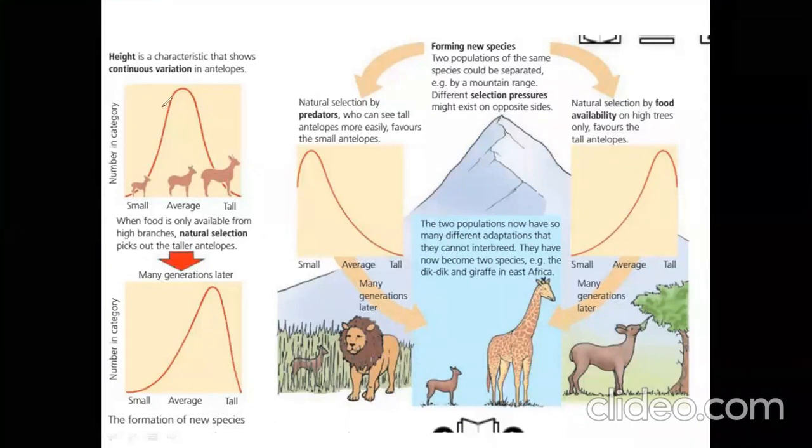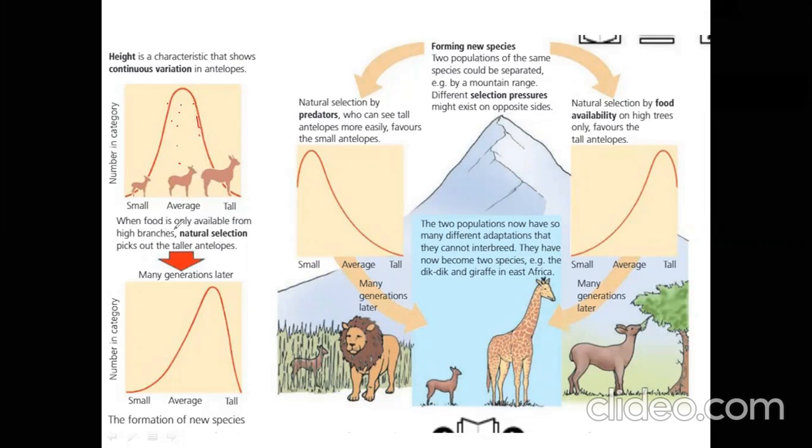Okay, so let's see, first we are considering height. Height is a characteristic that shows continuous variation in antelopes. Now, if you see here, the number of categories, you can check here: small, average, and tall. So the antelope population is like this. This shows us a stable population in which average antelopes are more, right? Is it okay? Now, when food is only available for high branches. Now it is a stable population and most of the offspring are here. Average size offspring are more here.